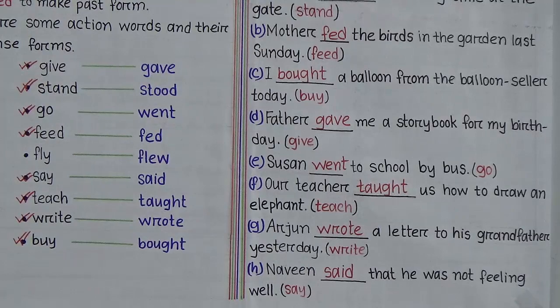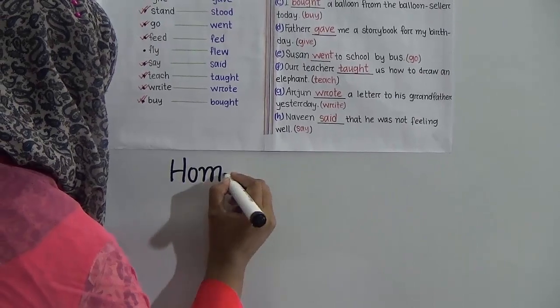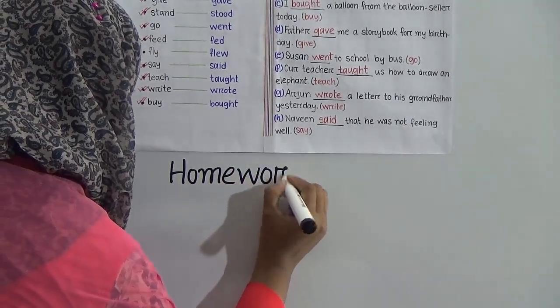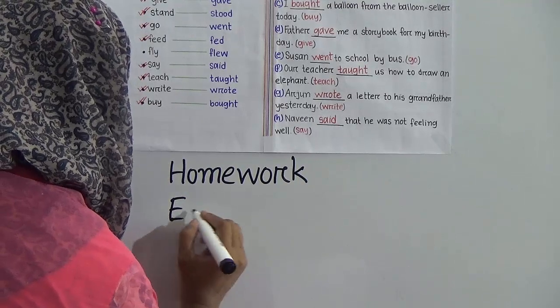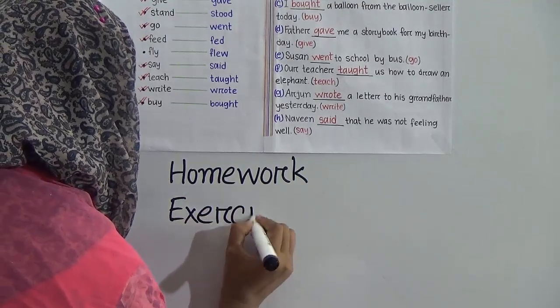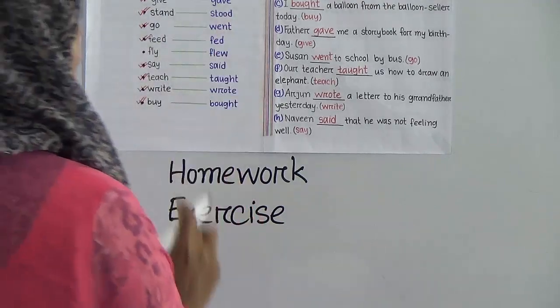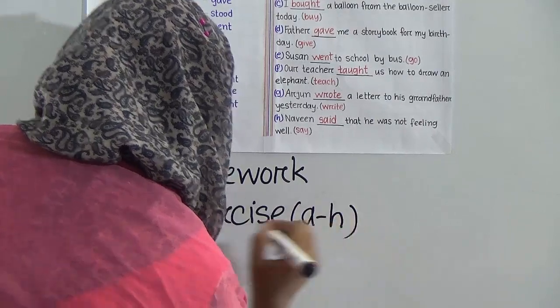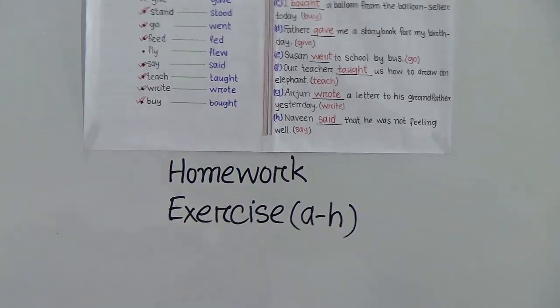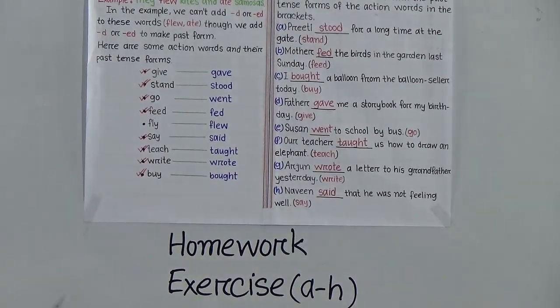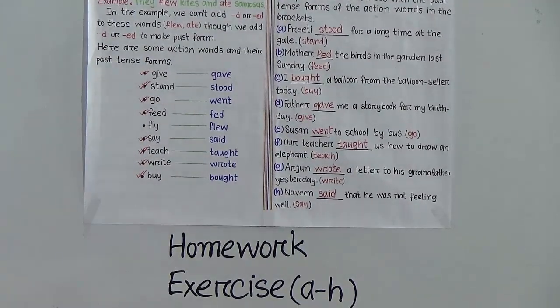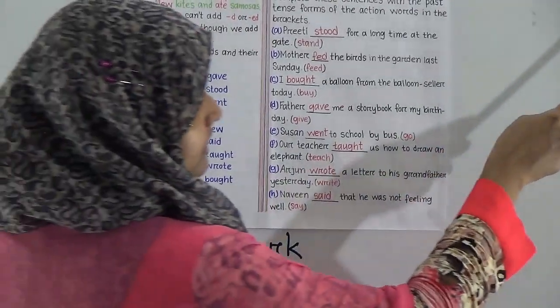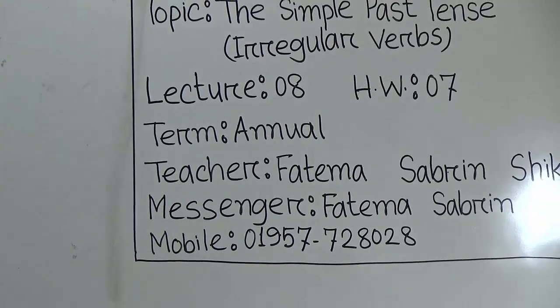Students, I am giving your homework. Your homework will be exercise A to H. Students, I am repeating again, your homework will be exercise A to H. And don't forget to write the lecture number and homework number at the top corner of your copy.